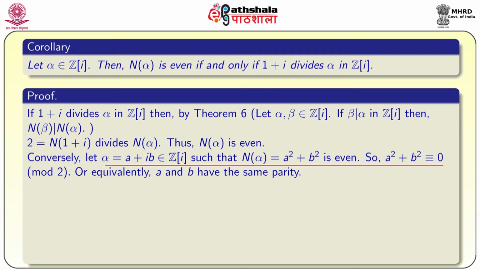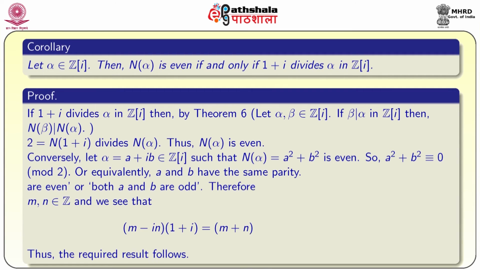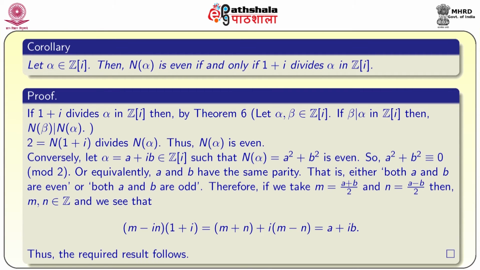Conversely, if alpha is equal to a plus ib belongs to Z[i] such that the norm of alpha, a squared plus b squared, is even, then a squared plus b squared is congruent to 0 mod 2, or equivalently a and b have the same parity. It is because if a is even and b is odd, then a squared plus b squared is not 0 mod 2. So, both a and b are even or both a and b are odd.